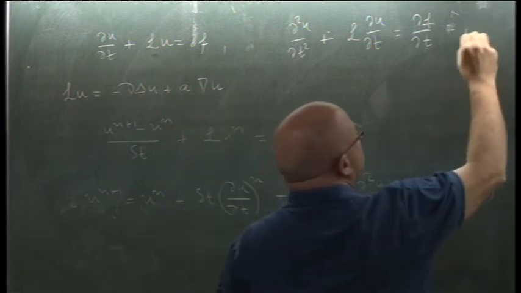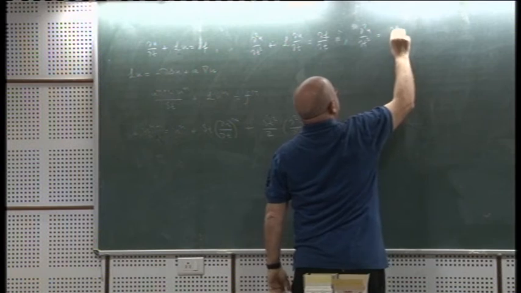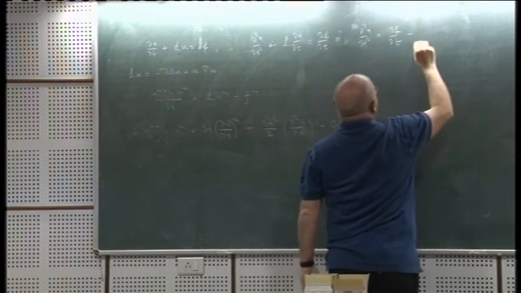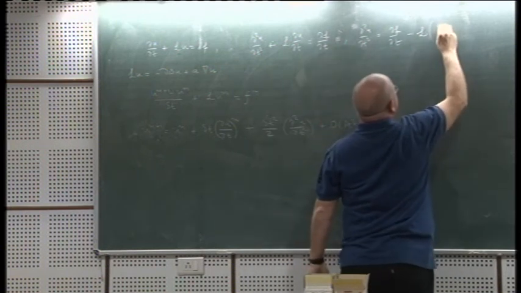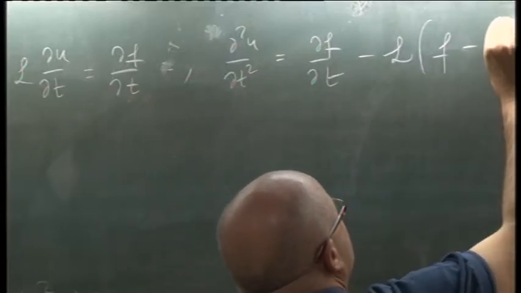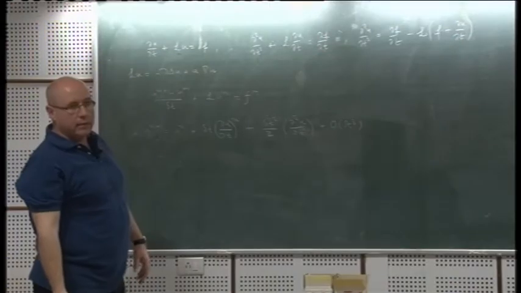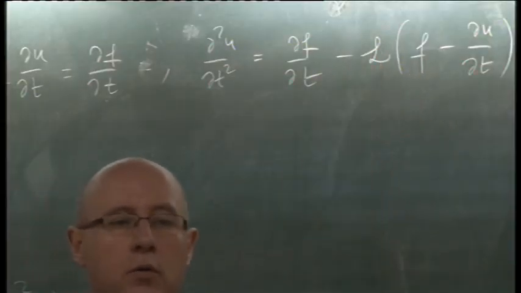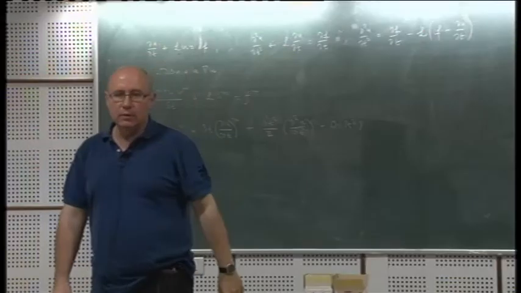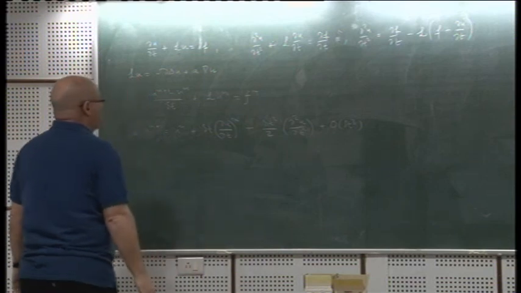But the time derivative of u is f minus L of u. So it happens that the second derivative of u with respect to time twice is equal to the time derivative of f minus, I move it to the right-hand side, L times the first derivative of u. But the first derivative of u is f minus L of u. That's easy, right? Whether it makes sense to apply the operator L to f, who knows? I mean, if f is a point load, do you apply second derivatives to a point load? Anyway, let's forget it.